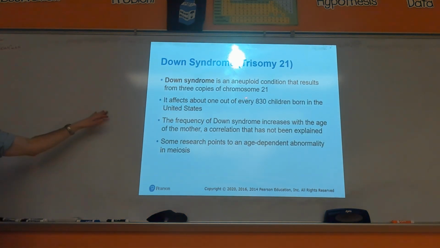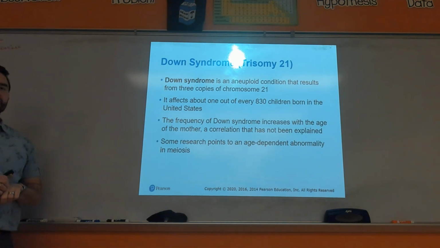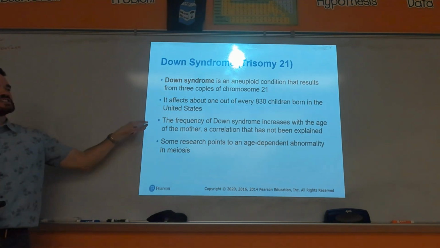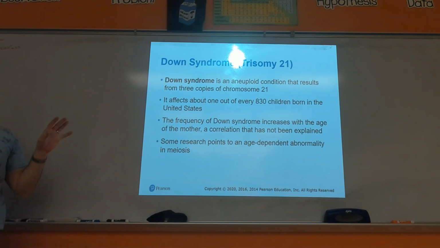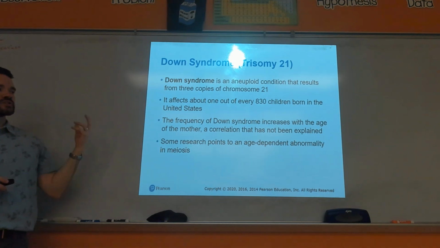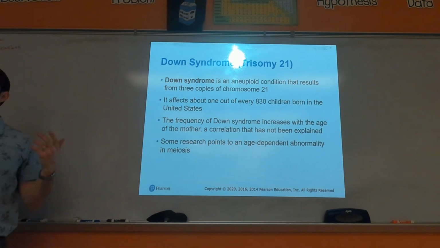It affects about 1 in every 830 children, so it's decently common. I think most of you probably either know or have interacted with somebody with Down syndrome. It increases with the age of the mother, and they're not exactly sure why that's happening. Something about the older the female's eggs get, especially as you get to the late 30s, early 40s, something with the eggs leads to a more likely chance of getting an extra copy of chromosome 21. Luke, yeah.